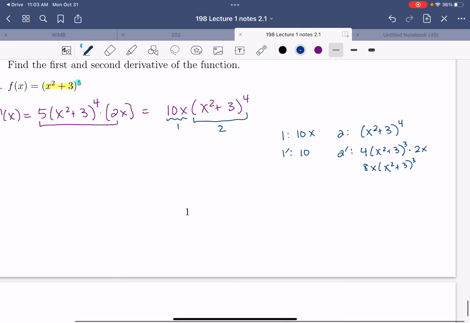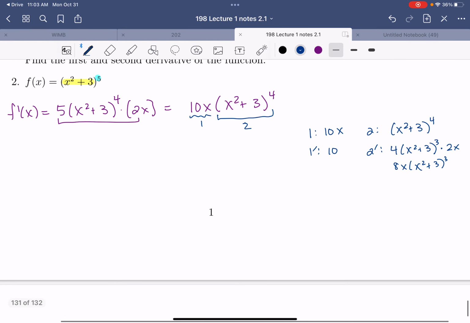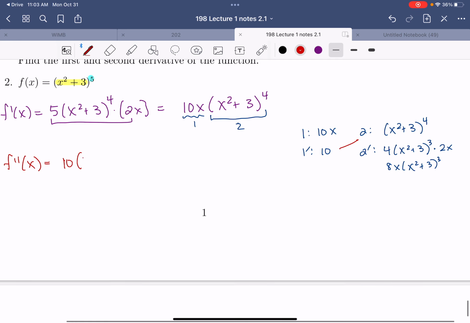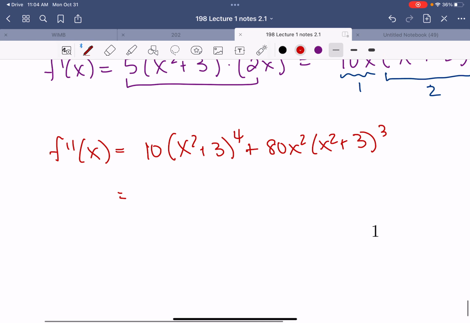So then we can put all of that together to get our second derivative. So our second derivative here, f1 prime f2, is going to be these two. So 10 times x squared plus 3 to the 4th plus these two multiplied together. So that's going to be 80x squared times x squared plus 3 cubed. Now, if we want to factor this and make it pretty, both terms have, let's see, a 10 out of here.